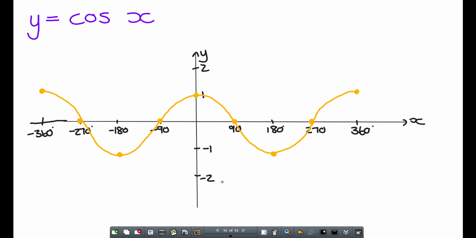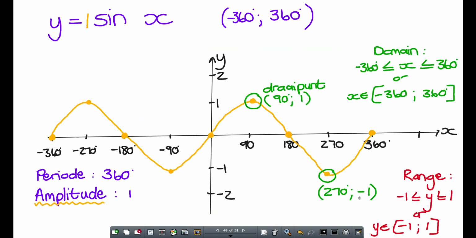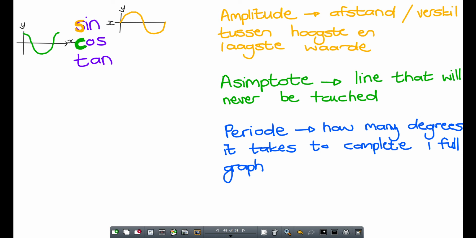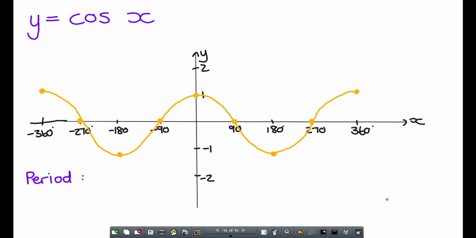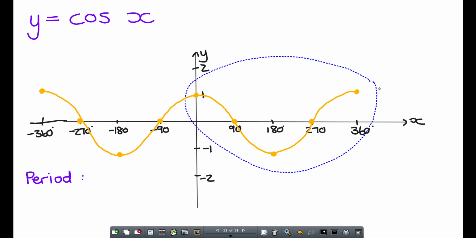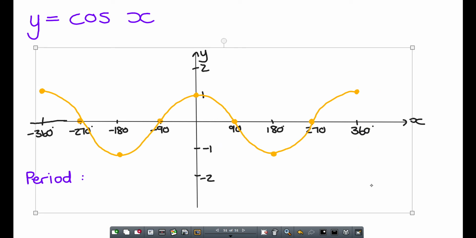And now think back to what we did with the sine graph. What is my period going to be? What's the period? Period is how many degrees it takes to complete one full graph. Now, how many graphs do I have here? I've got 2 full graphs. I just want to know how much it takes to complete 1 full graph. In other words, that is 1 full graph. And how many degrees was that? 360. Okay.